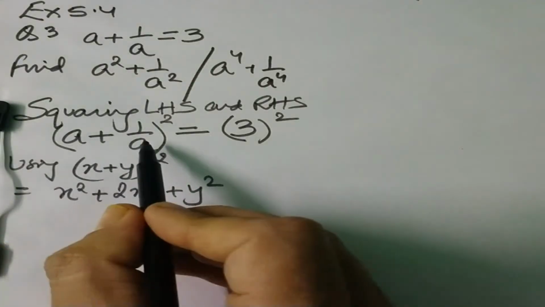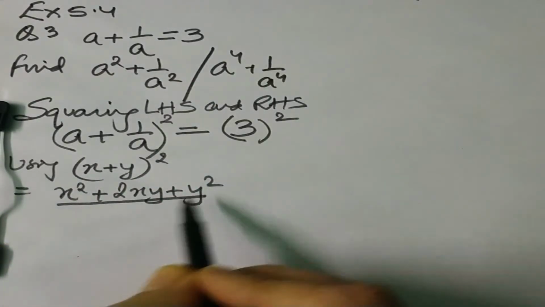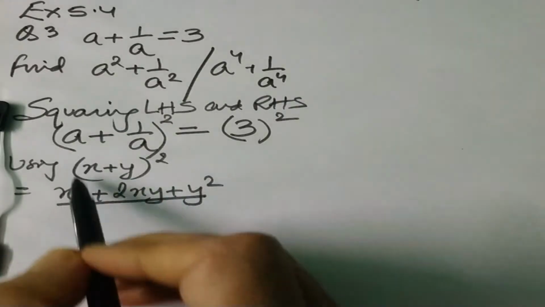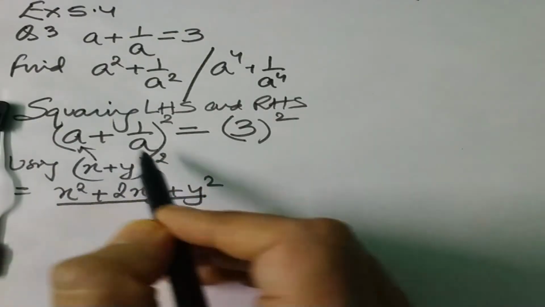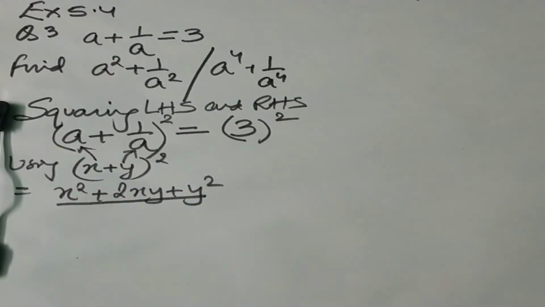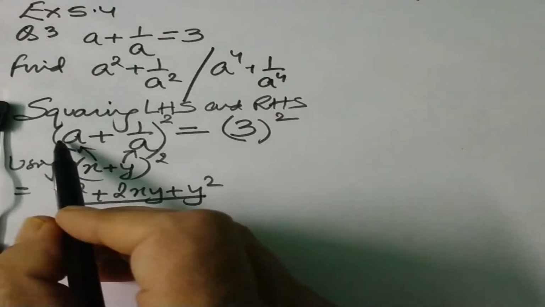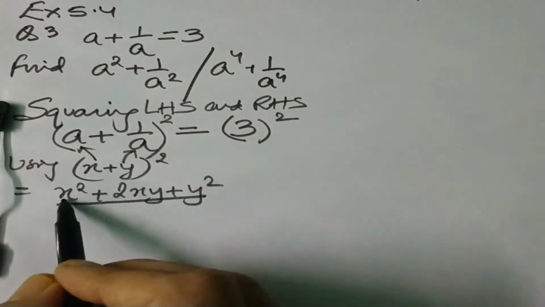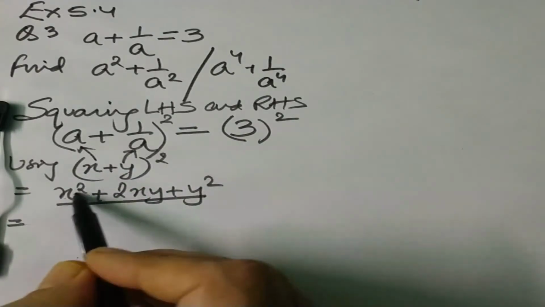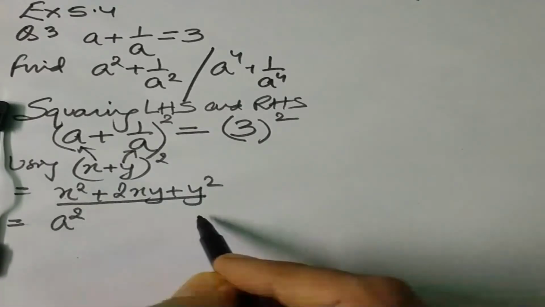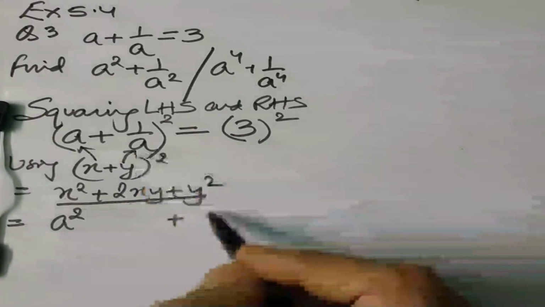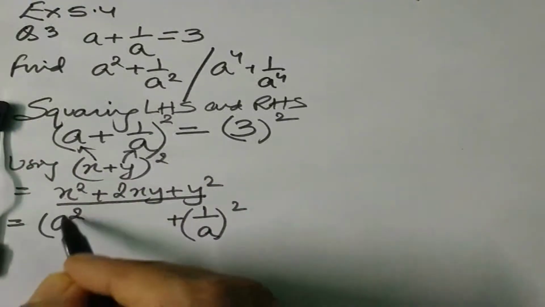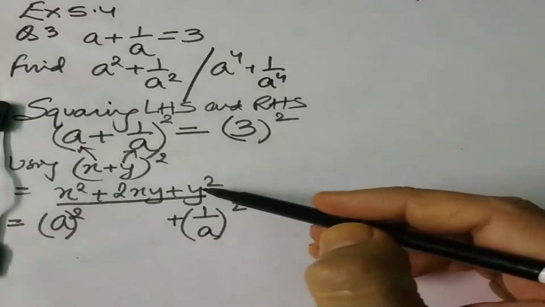Now I have to write this according to this. So what is x equal to? x is this term and y is this term. So x is equal to a and y is equal to 1 upon a. So therefore x plus y whole square will be written as x square, which means a square, then y square. y is 1 upon a, and you will do the square of this. x square is this, y square is this.